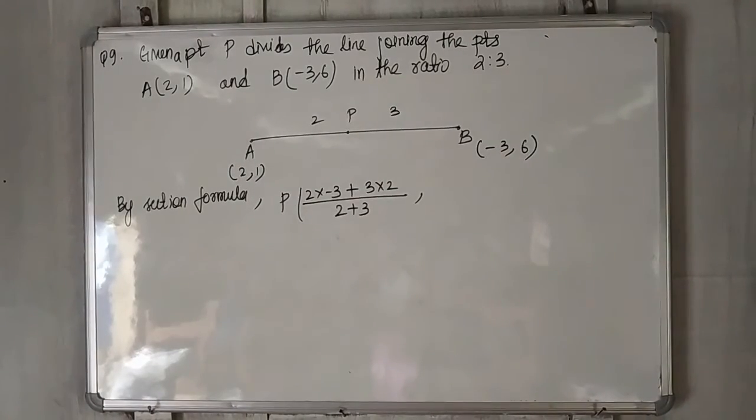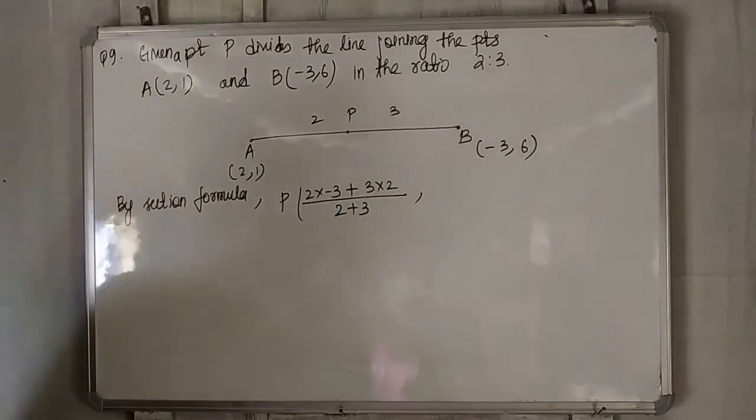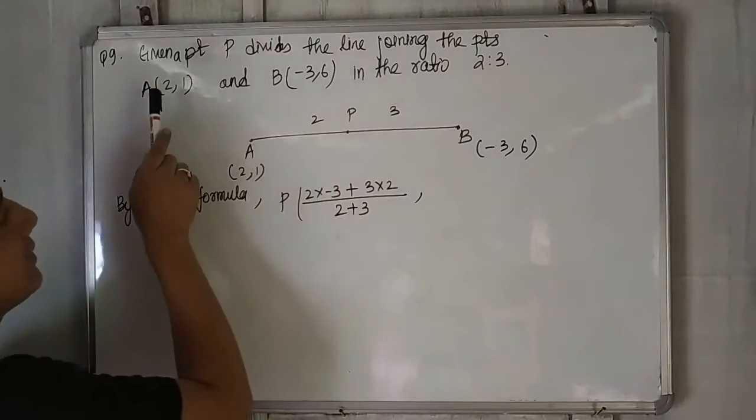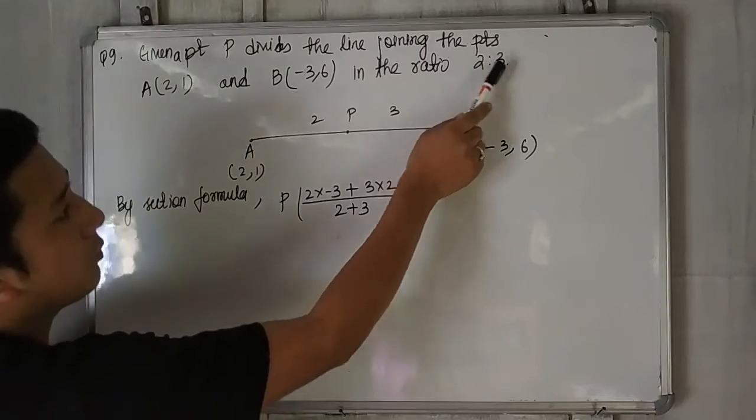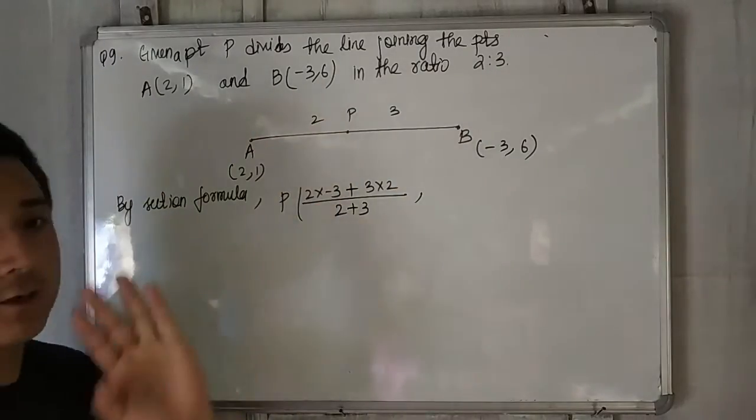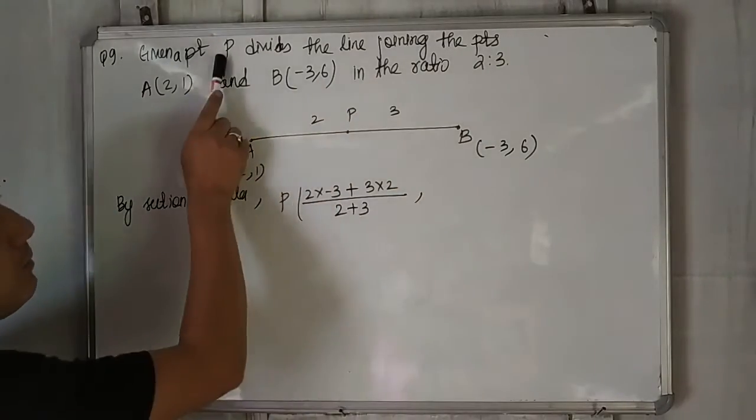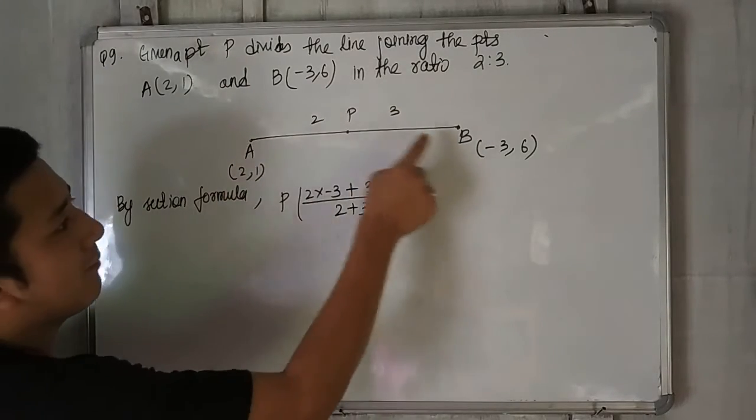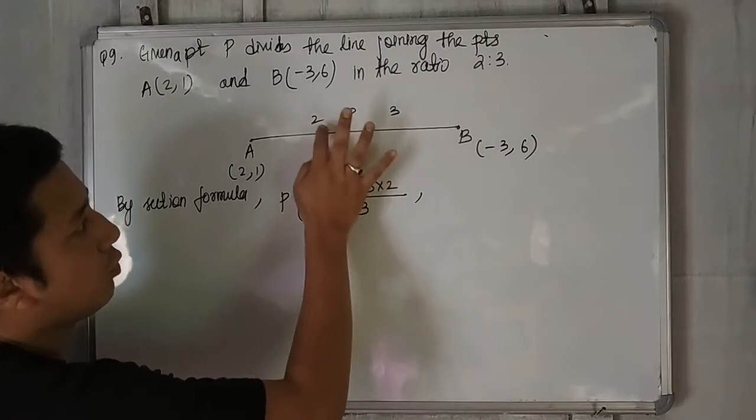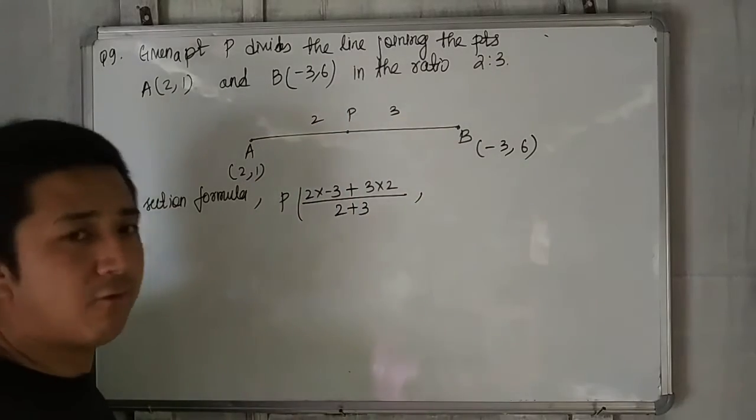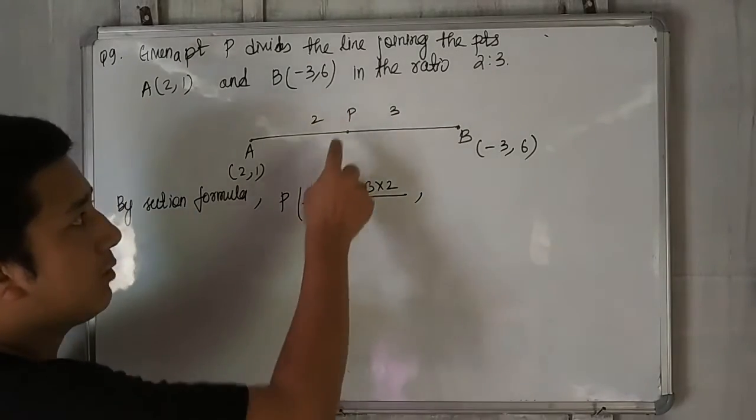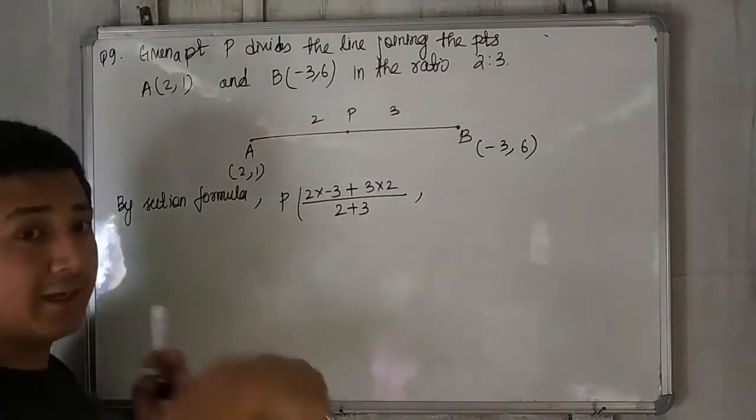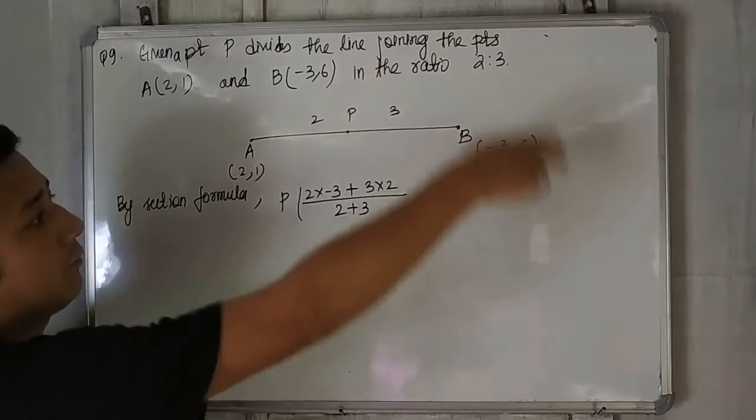Alright boys, let's move on to the next question, that is question number 9. The question says, a point P divides a line joining the points A and B in the ratio 2:3. I'm just focusing on the first part of the question. After that, the question is, does the point P lie on the straight line? That is the second part, so we'll first solve the first part of the question.